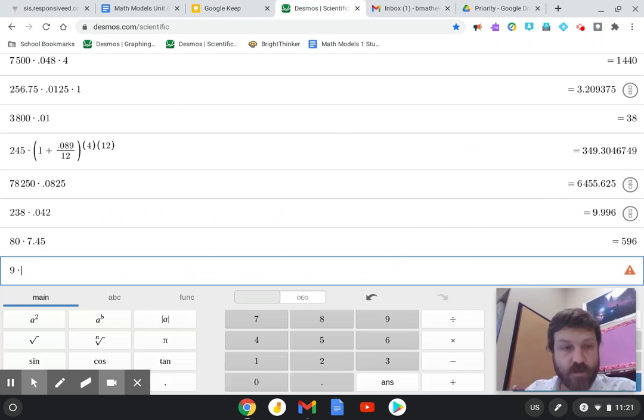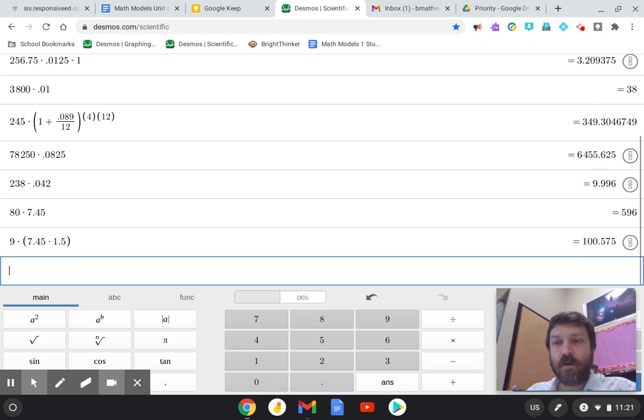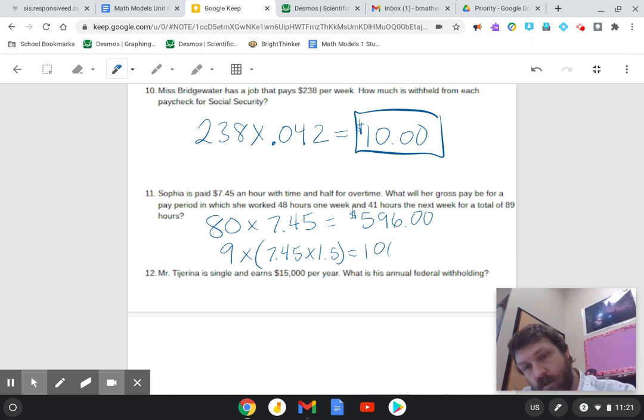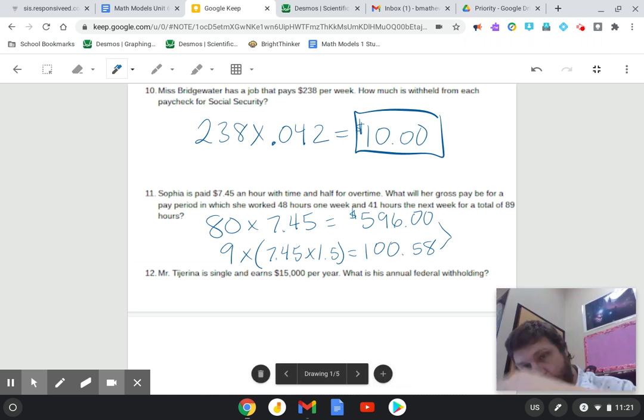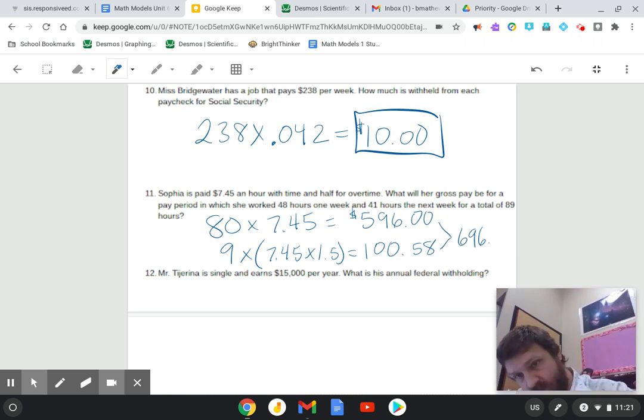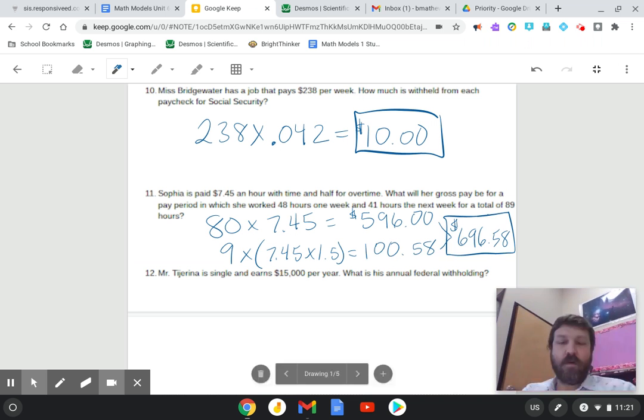9 times 7.45 times 1.5. Notice I put parentheses around it. Actually doesn't matter. That's 100.58. Add those two together, and we get 696.58. That is the gross pay.